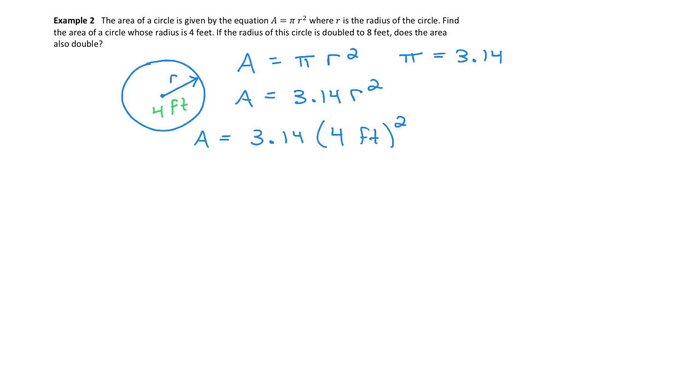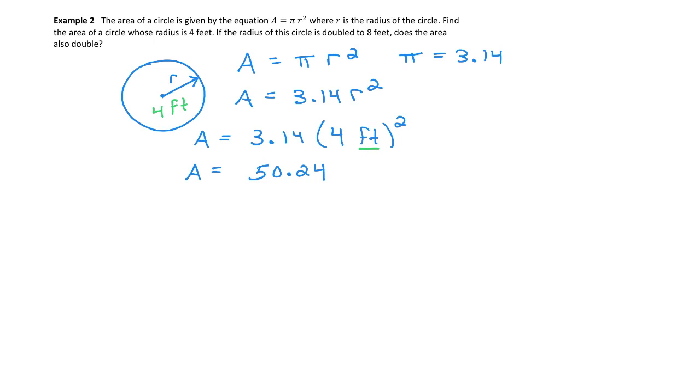So here it is. The area is 3.14 times 4 feet squared. I'll simplify this. Well, 4 squared is 16, and I'm going to multiply that by 3.14. So 3.14 times 16 is 50.24. I'm just doing this right on a calculator. But you do get something else.